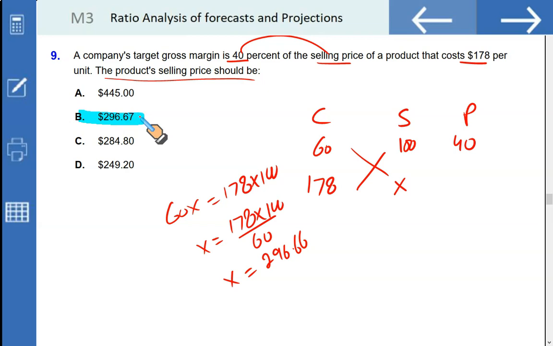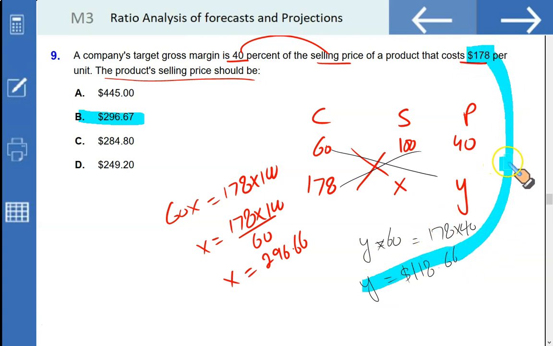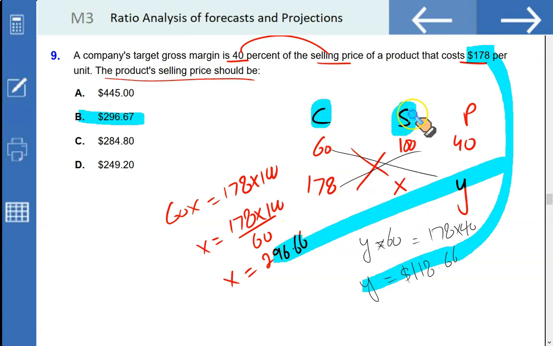Let's say if the question required you to calculate the profit, you can call it Y, and in that case, this would have been the arrangement. Y times 60 is equal to 178 times 40, and if you simplify, it will give you 118.66. That is your profit. Now let us just cross check. If this is the profit and this is the cost, this plus this should be equal to the selling price. Is it? Let's see. 178 plus 118.66. Perfect. 296.66. This will be very helpful, so please note it down.